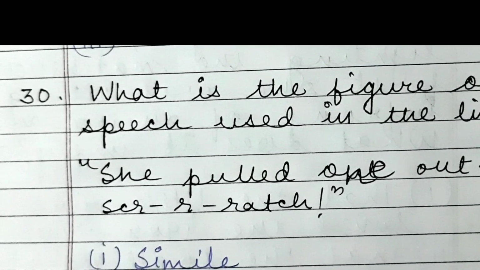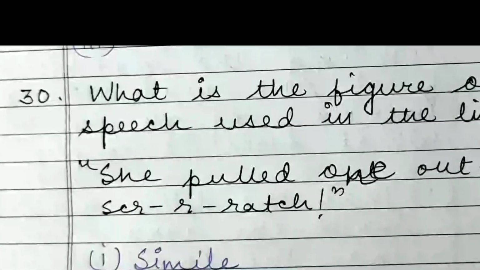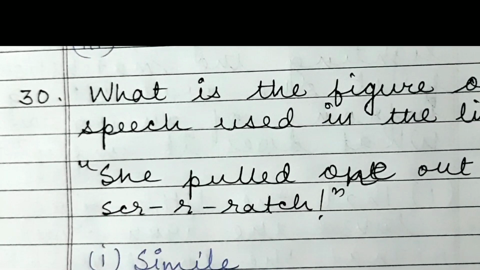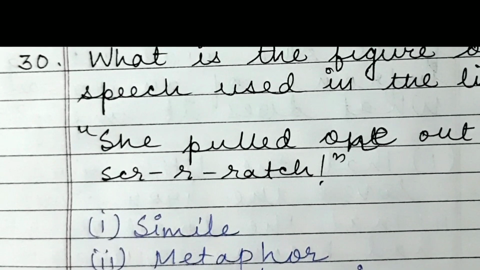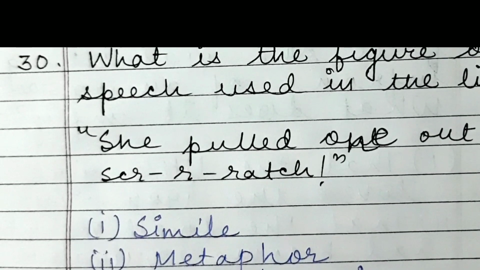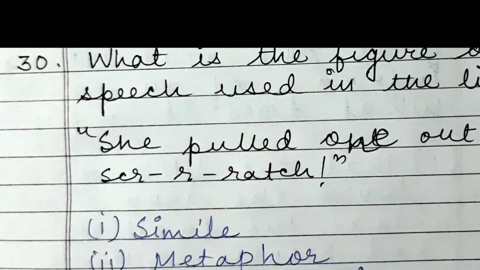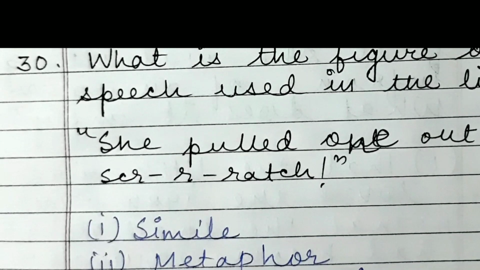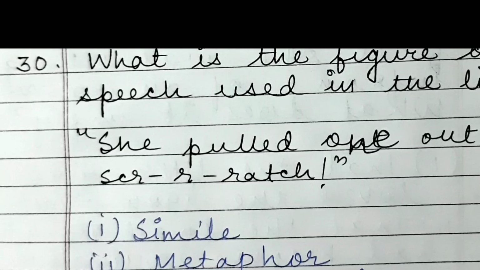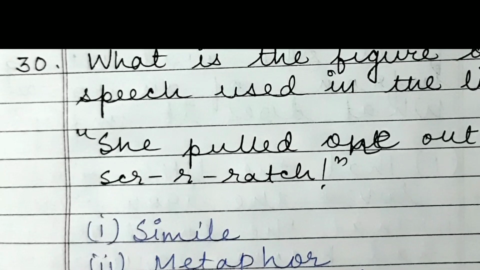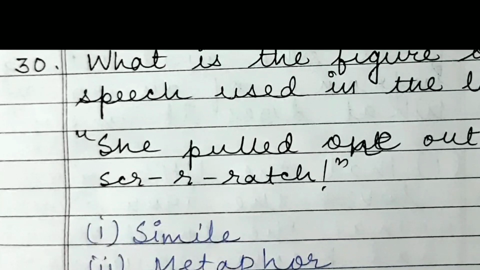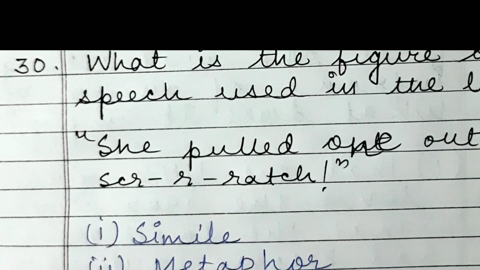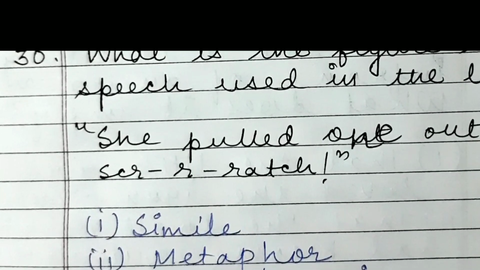Next, question number 30. What is the figure of speech used in the line "she pulled one out, scratch"? Options: option 1 simile, option 2 metaphor, option 3 onomatopoeia, option 4 metonymy. And the right answer is onomatopoeia. Why? Because there is this sound of the matchstick scratch that gives a feeling to the line. So option 3 is the right answer.